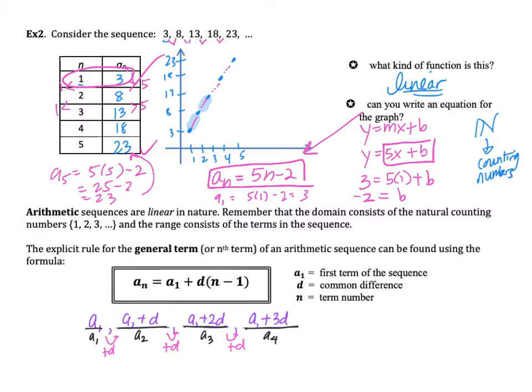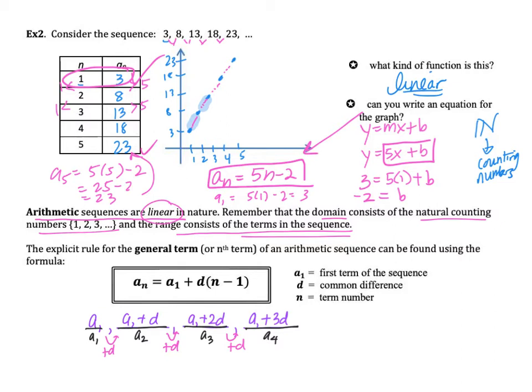So here you go, little wrap up. Arithmetic sequences are linear in nature. We just looked at that. The domain consists of natural counting numbers starting at the number 1. The range consists of whatever terms you get in the sequence. And we have an explicit rule.